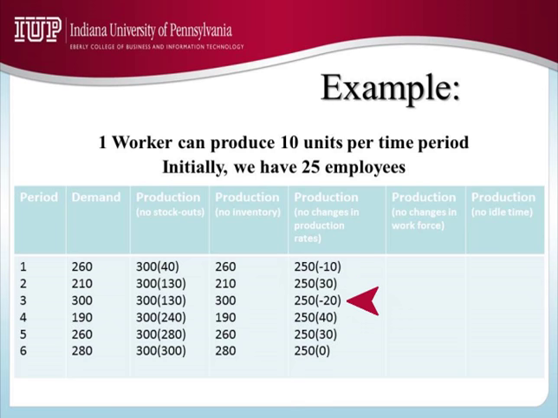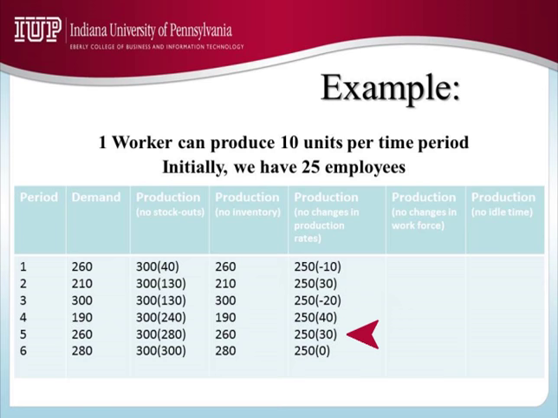Third time period, you produced 50 short, 250 instead of 300. So your inventory will be negative 20. You produced 50 short, but you had 30 from the previous time period, so you still are short by 20. The fourth time period, you produced 60 extra, but you had a back order of 20. So you really ended up with 40.